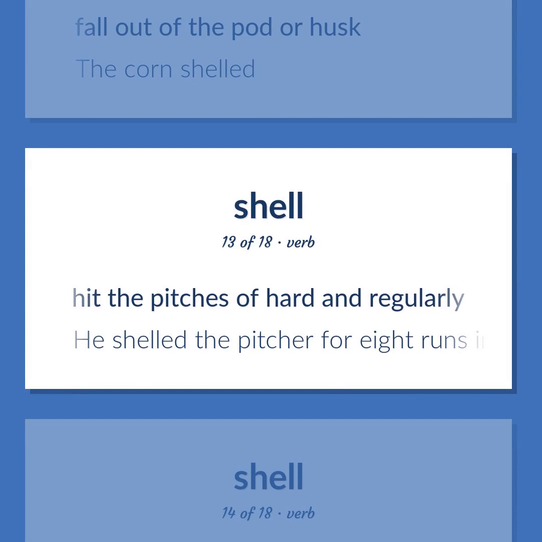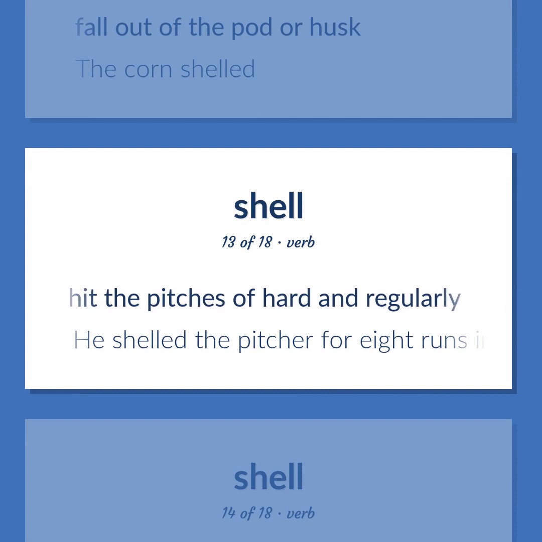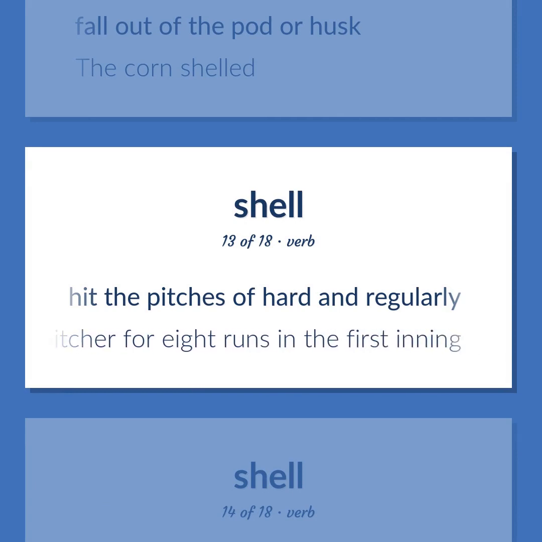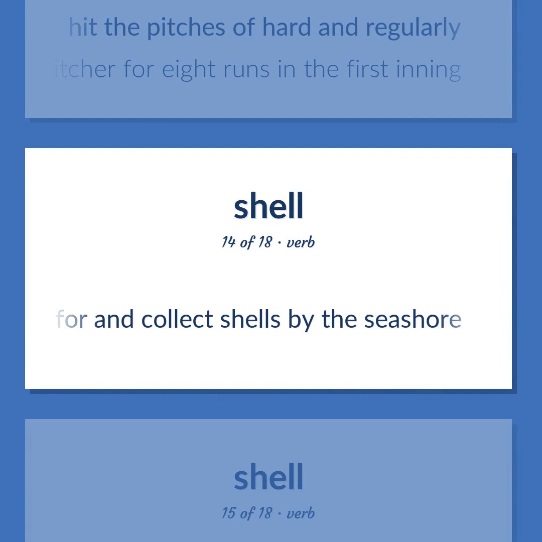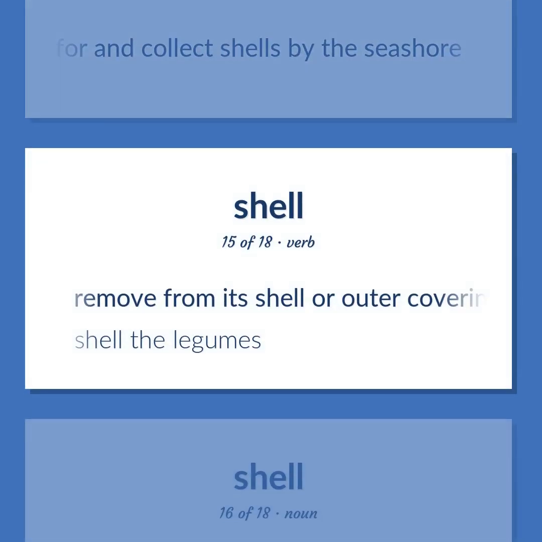Hit the pitches of hard and regularly. He shelled the pitcher for 8 runs in the first inning. Look for and collect shells by the seashore. Remove from its shell or outer covering. Shell the legumes.